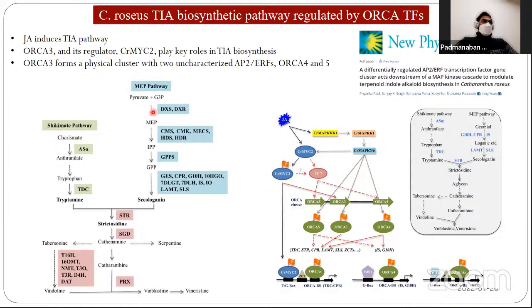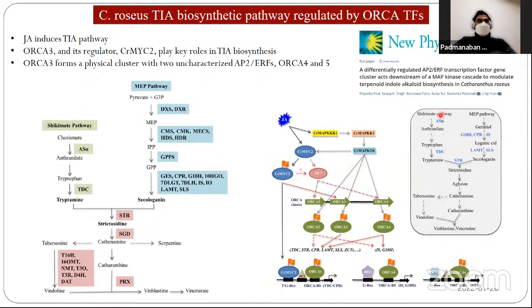The terpenoid pathway goes from pyruvate and G3P to MEP, and then goes through further processes that lead to production of vinblastine and vincristine. In the particular region where it can promote vinblastine production, it binds to the ZCT domain in the TG box, like the ORCA transcription factor. When this ORCA transcription factor is phosphorylated by the AP2 family domain, it promotes transcription of the particular gene, which in turn leads to production of vinblastine and vincristine.